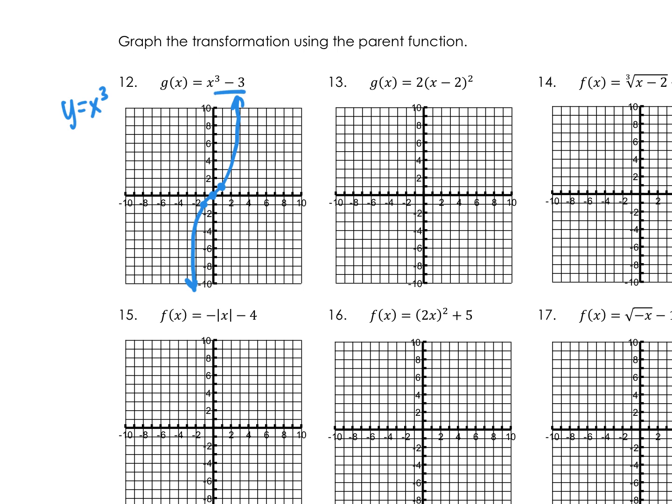And then the minus 3 is just going to tell us to go down 3. So then to write our final result, we'll just move all the points down 3. And draw our result. So this will be the answer in red.